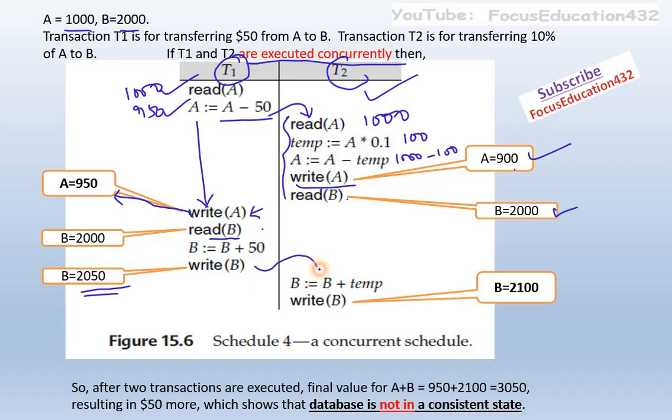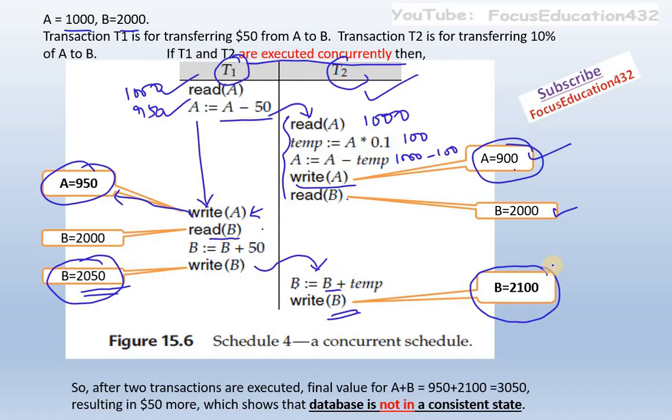After this, T2 has continued its work. So in T2, B is B plus the calculated value of 10%. What is the value of B here? 2000. Then how much is calculated? 2100. Then how much is written to B? 2100. Right. But here, what is the value? In the first case, what is the case of A? 950 here and 2050 is the B value. For the other transaction T2, what is the final value of A? The final value of A is 900 and the final value of B is 2100. Right.